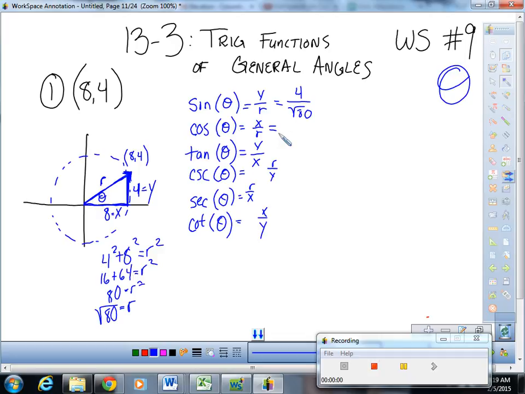What'd you say, Elise? Very good. 8 over radical 80. I got to start spacing these out more. I don't know if you guys can see this.